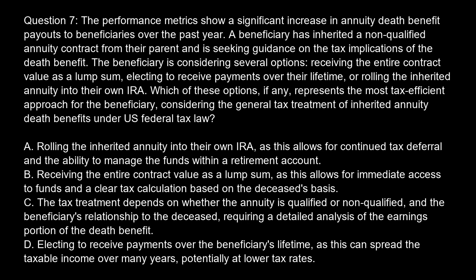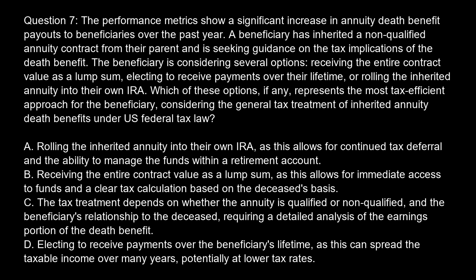Question 7. The performance metrics show a significant increase in annuity death benefit payouts to beneficiaries over the past year. A beneficiary has inherited a non-qualified annuity contract from their parent and is seeking guidance on the tax implications of the death benefit. The beneficiary is considering several options: receiving the entire contract value as a lump sum, electing to receive payments over their lifetime, or rolling the inherited annuity into their own IRA.